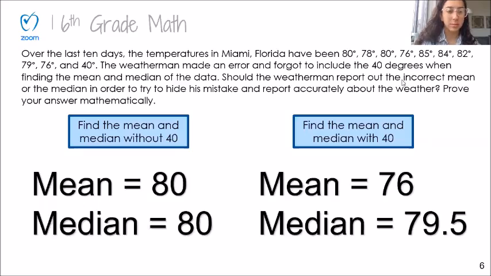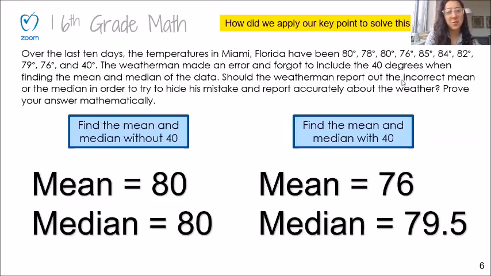Did we prove that the median changed less? Yes. The median only changed by 0.5. It's very close to our original median. The mean changed 4, however, when we took out the 40 from the data set. Last question is, how did we apply our key point to solve this problem? Take a second to think about it, then your teacher will call on a scholar to share before we launch into independent practice.